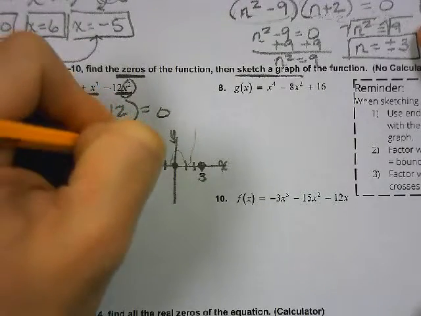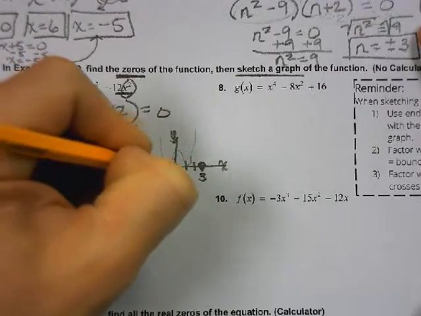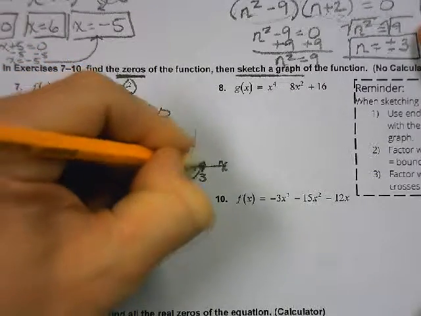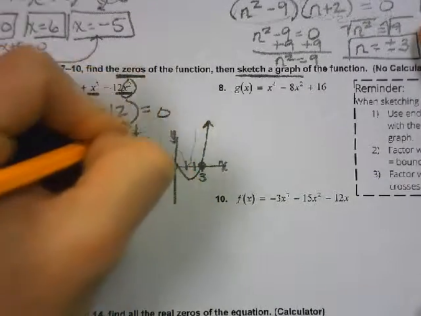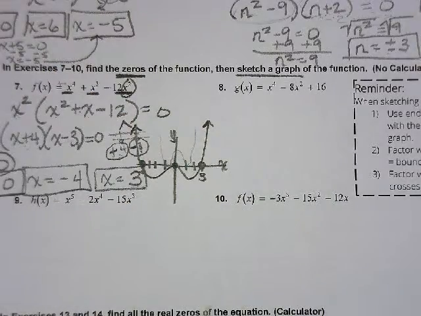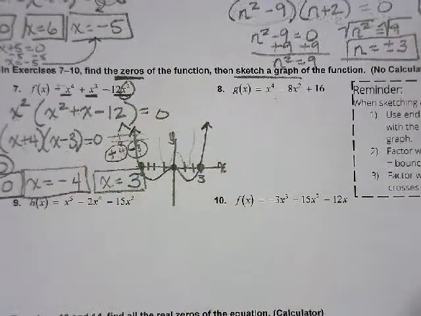Number 8. Says x to the 4th minus 8x squared plus 16.